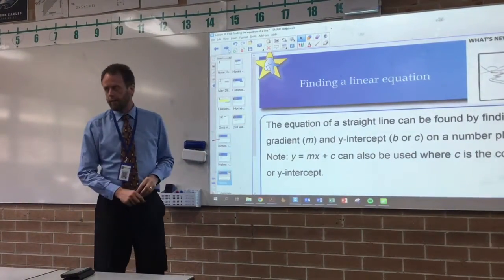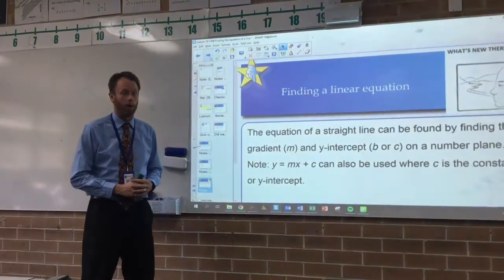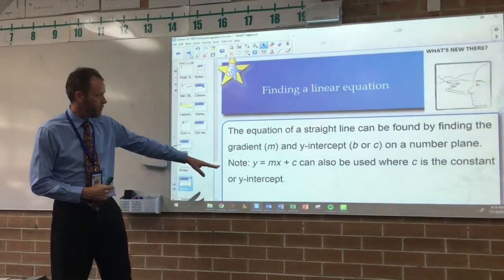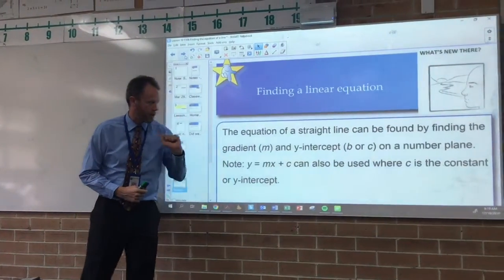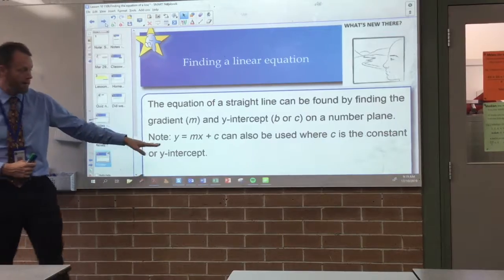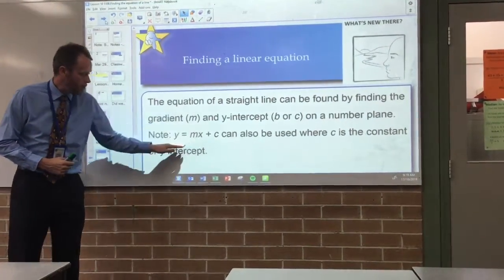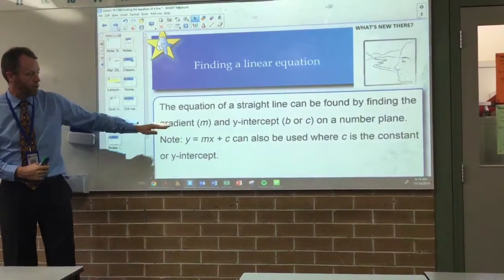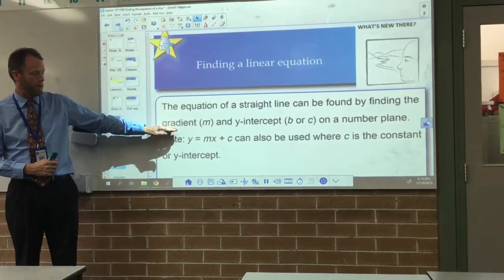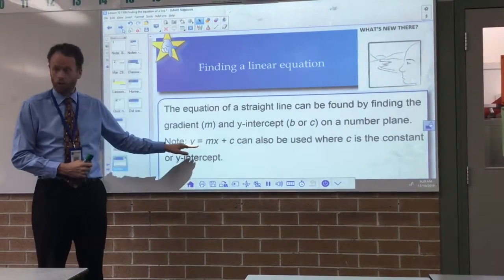We can find a linear equation now just from a graph. Because we know that y equals mx plus c, and please note I've made a change here to the language, because you may find that either b or c are used. But because we know this, we can look at a graph, we can find the gradient, we can find the y-intercept, and then we can write it in this form.